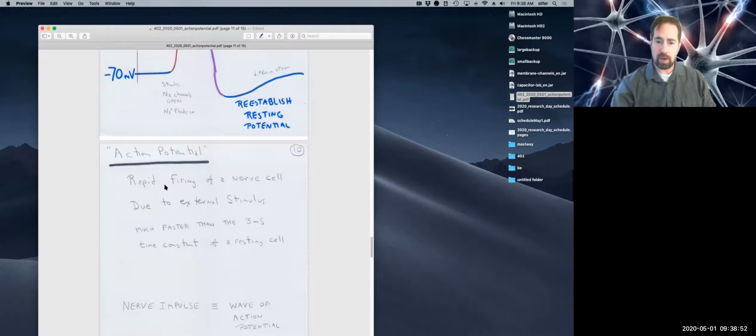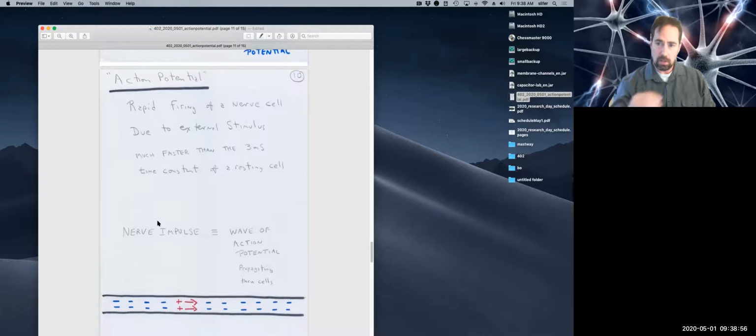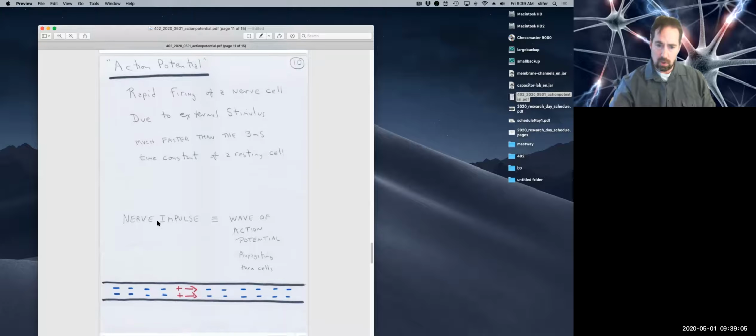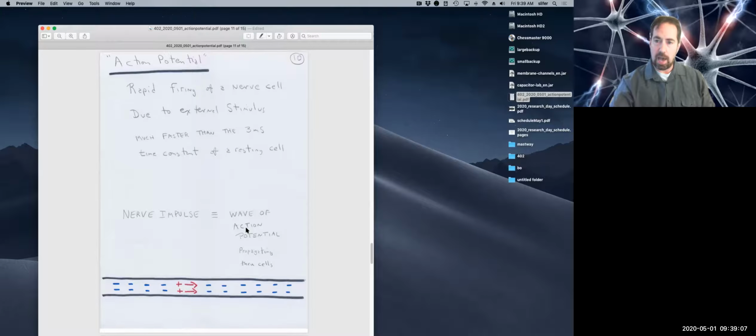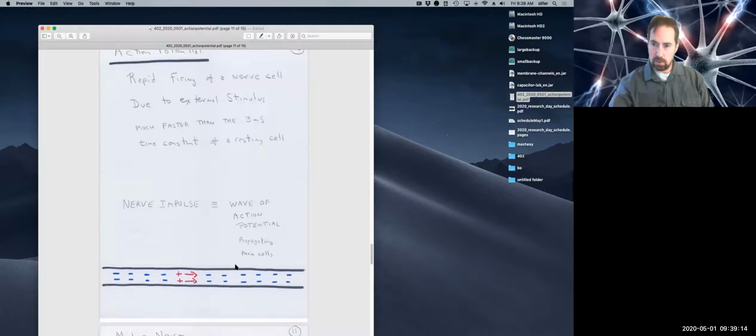And this is the rapid firing due to external stimulus and a nerve impulse, this propagation of a signal along a nerve from one part of your body to the other, from your brain to some muscle. It is going to be a wave of these action potentials moving neighbor to neighbor to neighbor in a chain reaction down the line.